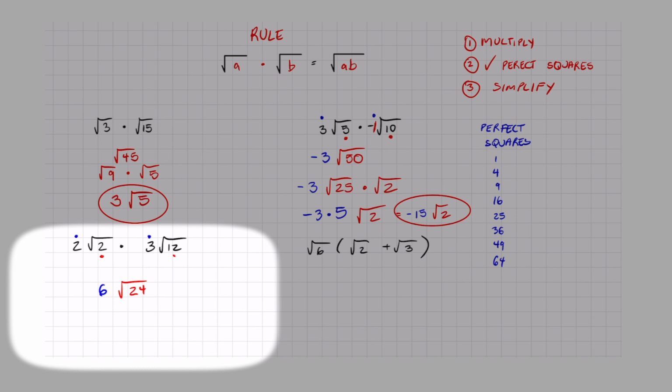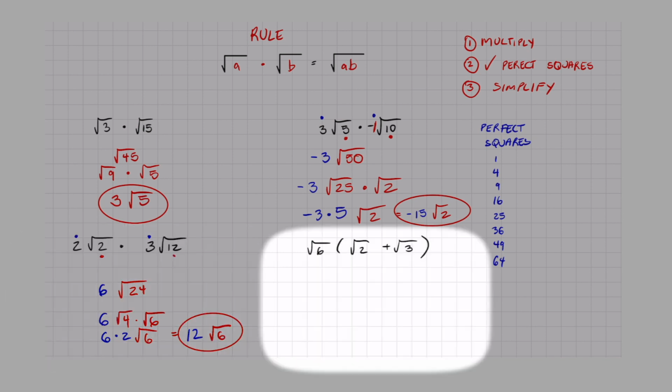And go to the perfect squares chart, or you could just do it in your head. What can I divide 24 by? I can divide that by 4 and by 6. 4 times 6 is 24. What is the square root of 4? That's going to turn into 6 times 2 times the square root of 6, which ends up equaling 12 square root of 6, because 6 times 2 is 12. And I don't think I can simplify that any further.